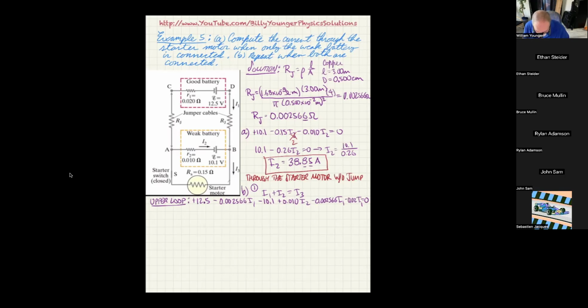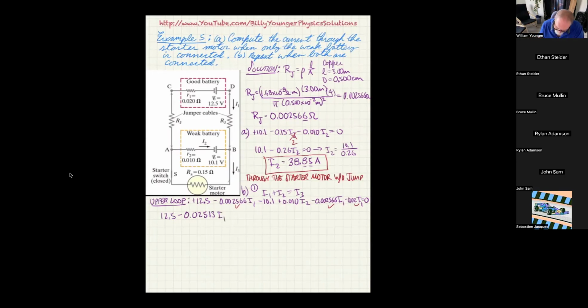Now I can combine some like terms. 0.002566, for instance, I can multiply that by two. That'll take care of this one and this one. Now I have to add 0.02 to it, so plus 0.02, and that takes care of that one. So my new equation is 12.5 minus 0.025132, I'll just say 0.0251, that's more than enough, times I1.